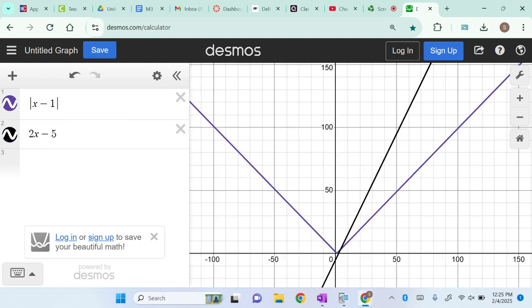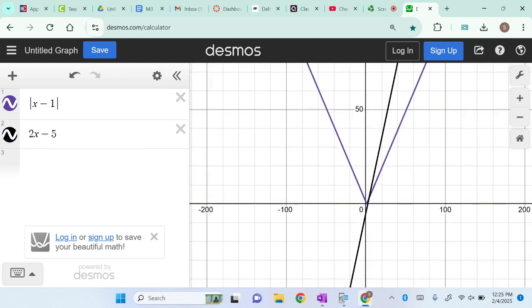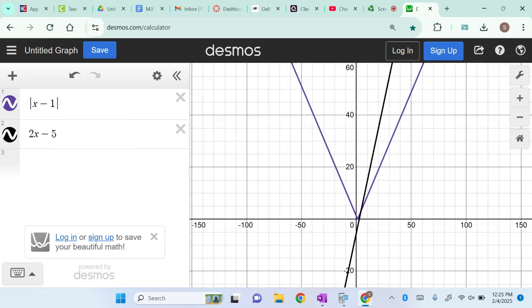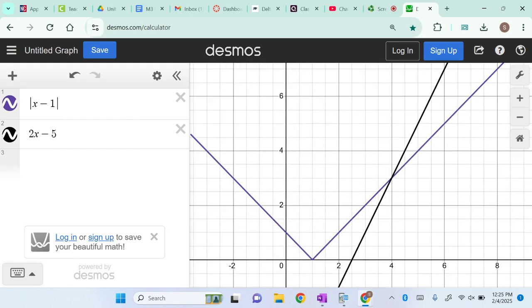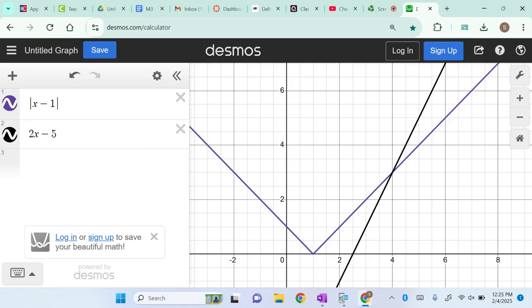Now, you may have to zoom in a little bit, but you're looking for points of intersection. Remember, when you're finding a solution, the point of intersection of the two graphs is where your solution would be. So if I'm looking at a point of intersection, what value do you think I'm going to use, the x or the y?